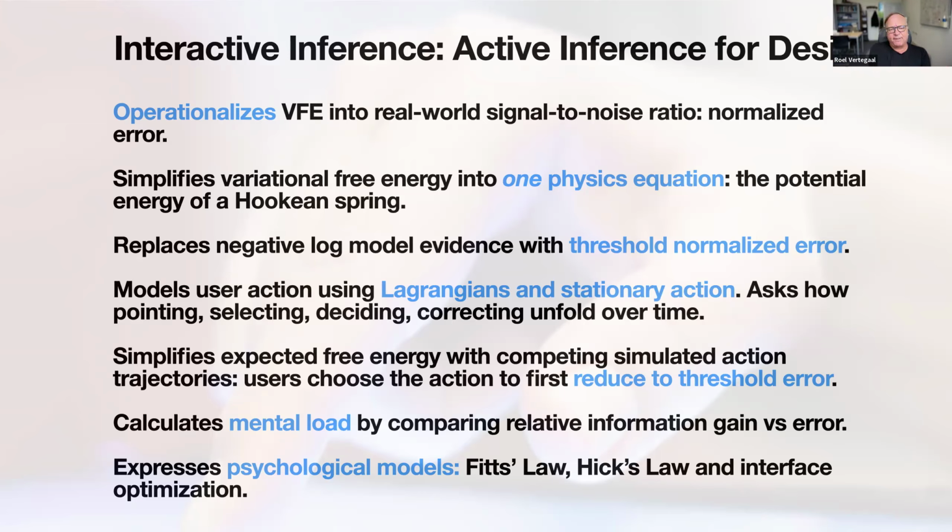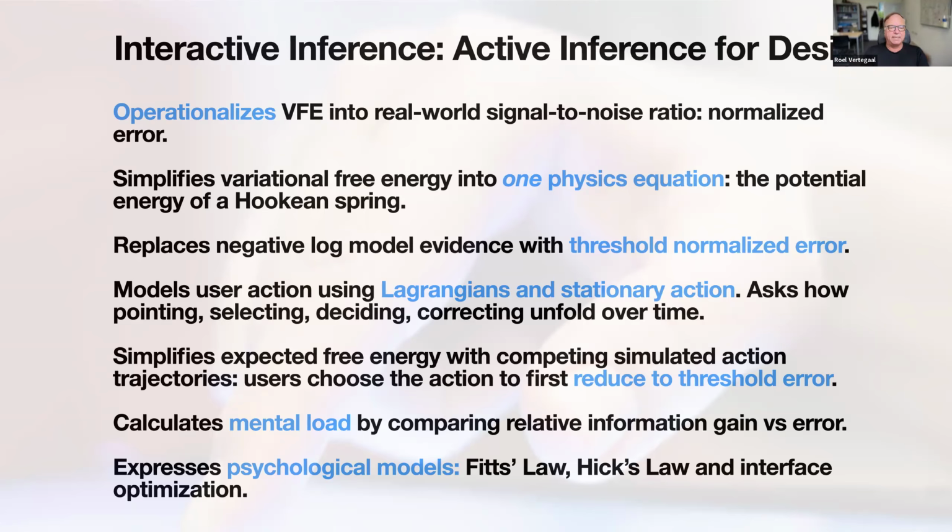And this simplifies expected free energy as well. And the way it does that, and I'll show that in a bit, is that we can use competing simulated action trajectories. So in the mind of the user, you simulate an action trajectory, this releases an energy potential, and the first to cross the threshold error is the selected action. And it's a really elegant way of sorting between many options where different means need to be compared.